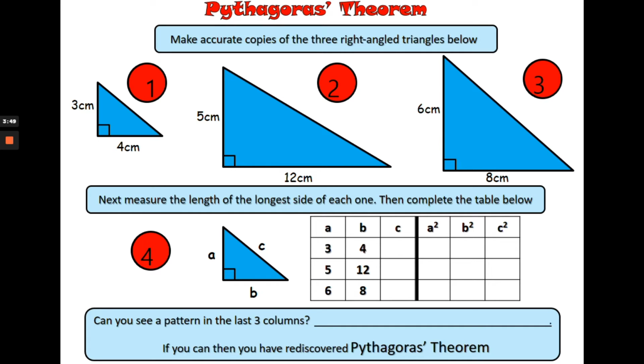Okay, what I want you to do now is the longest side, the hypotenuse, on the triangles you have drawn. Can you measure them and write it in the box labelled C? So for the first one, it should be 3, 4, and then your length, 5, 12, 6, 8, and then put your length in.